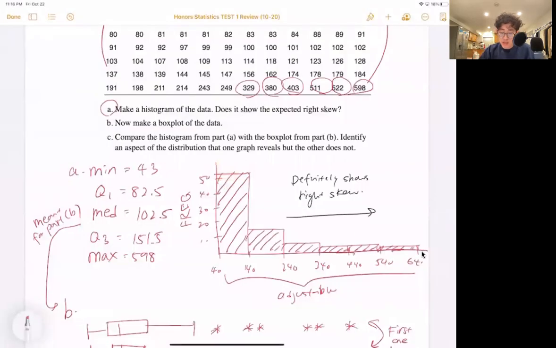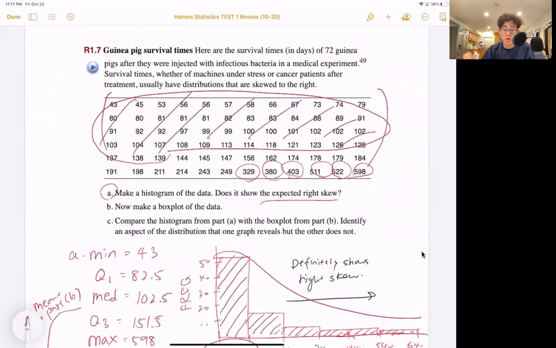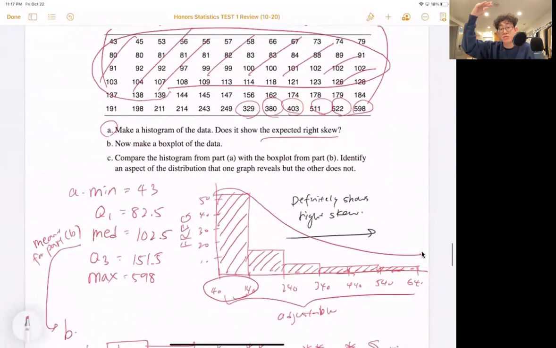All right, so make a histogram. Does it show the expected right skew? Yes, it does. I can clearly see a lot of data is congested around the 40 and 140, which is pretty much all the data here. All of that is between 40 to 140. So that gives you a very high number of frequency. Then it slowly starts to die down and we have a right skew.